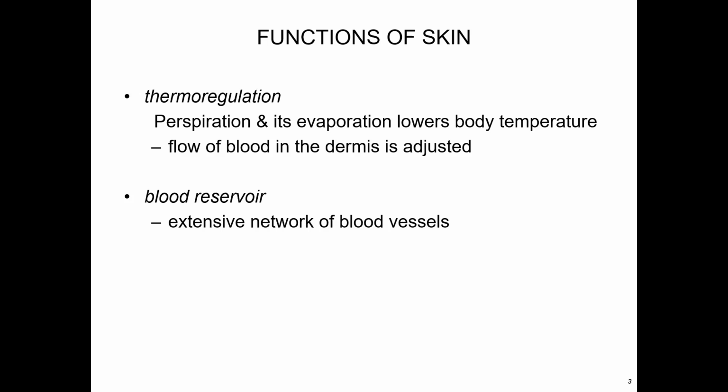If our core body temperature is falling below normal, then the blood flow to the dermis is cut back. This blood flow adjustment is done through either dilation of blood vessels, called vasodilation, that brings more blood to the dermis, or vasoconstriction that narrows blood vessels, and that will bring less blood to the dermis.